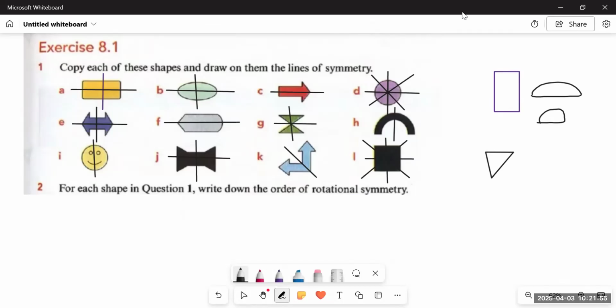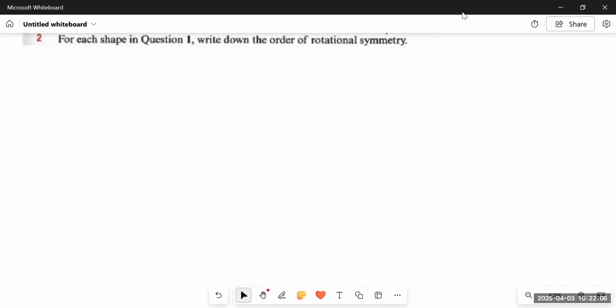Now, in question number 2, they are saying for each shape in question number 1, write down the order of rotational symmetry. So first of all, let us understand what the order of rotational symmetry is. Let's take an example of a rectangle. Order of rotational symmetry means the number of times a shape looks the same as it is rotated through one full turn.